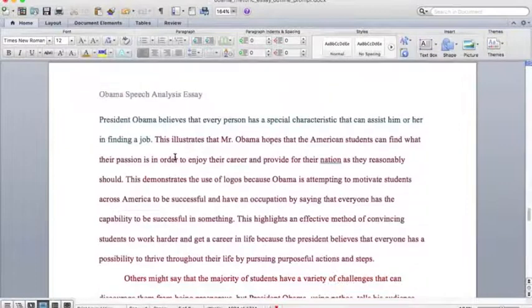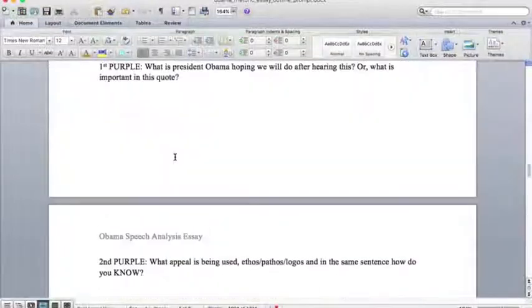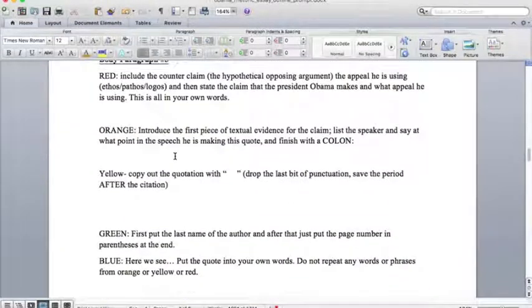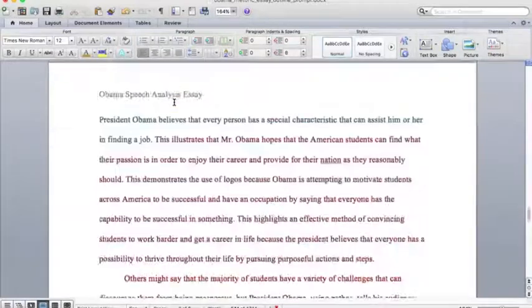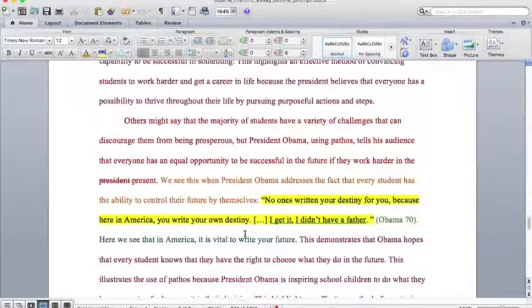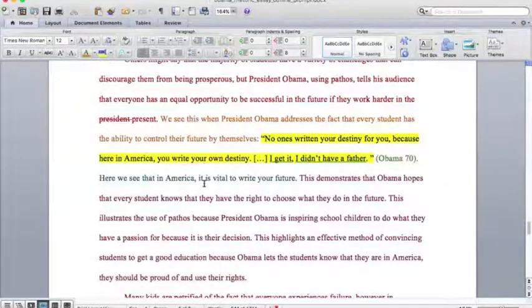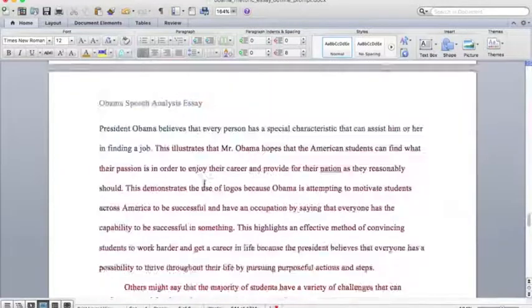And so then, as you can see, in red, I've told you exactly what to put. That is the counterclaim, the appeal that he's using, and his claim. And all of that ends up looking like these. So if you want to use this to guide, that is fine. Just make sure you're not accidentally plagiarizing it.